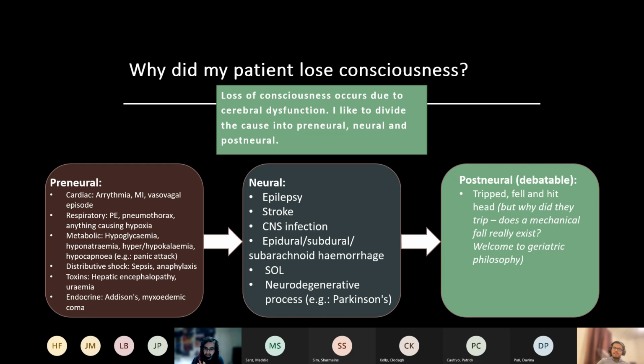But that brings us to an end. Takeaways from my point: divide your history into pre-loss of consciousness, during loss of consciousness, and post-loss of consciousness. And if you're thinking about reasoning, then pre-neural, neural, and, in inverted commas, post-neural.